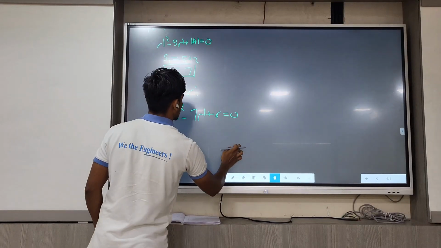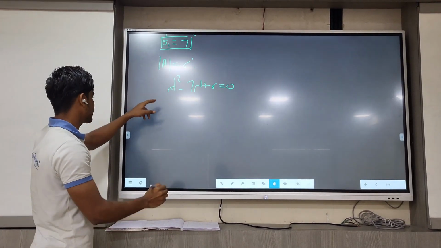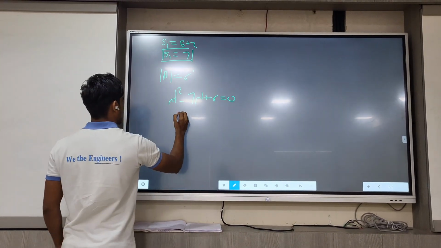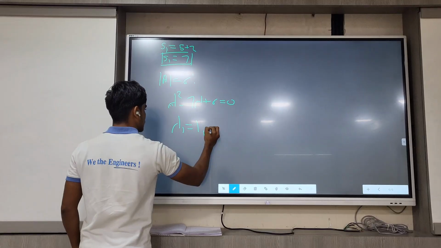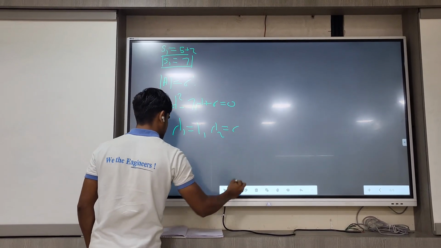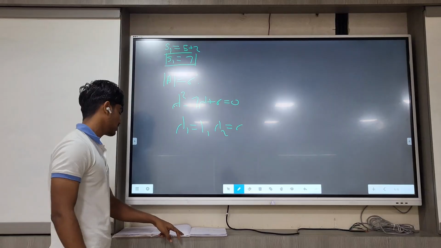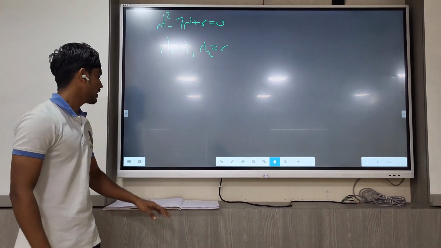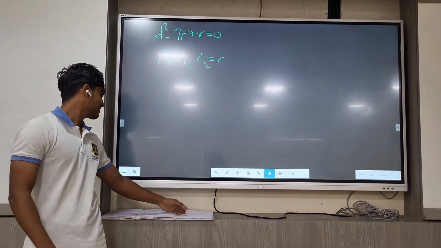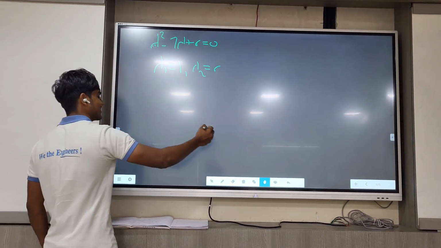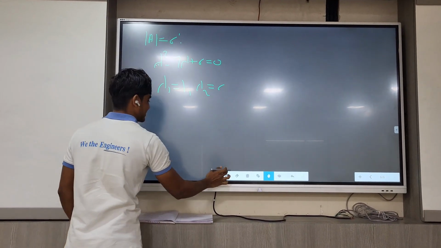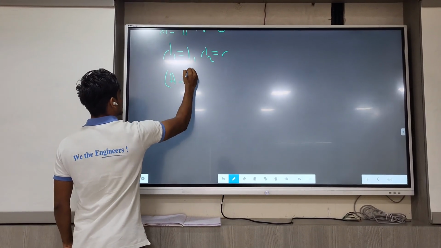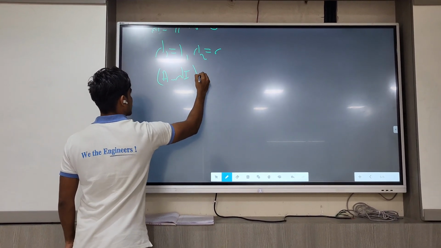And then we put this in the calculator and we get the values lambda 1 and lambda 2, that are the eigenvalues. And then now we have to find the eigenvectors corresponding to lambda 1, and the equation we use is A minus lambda I times x is equal to 0.